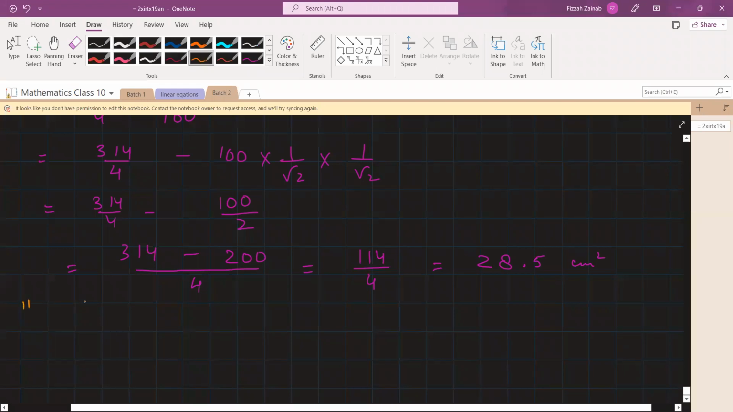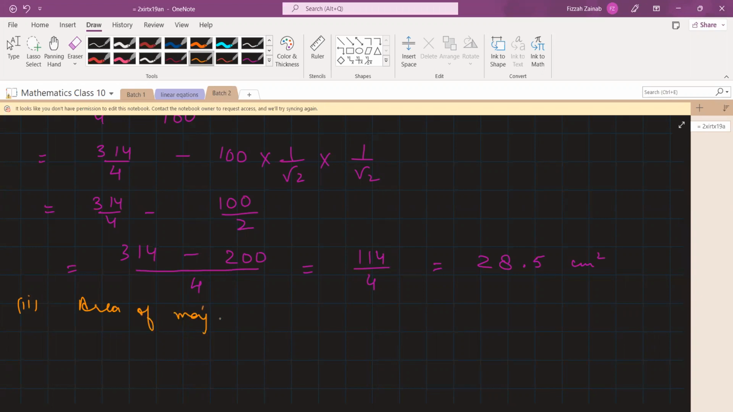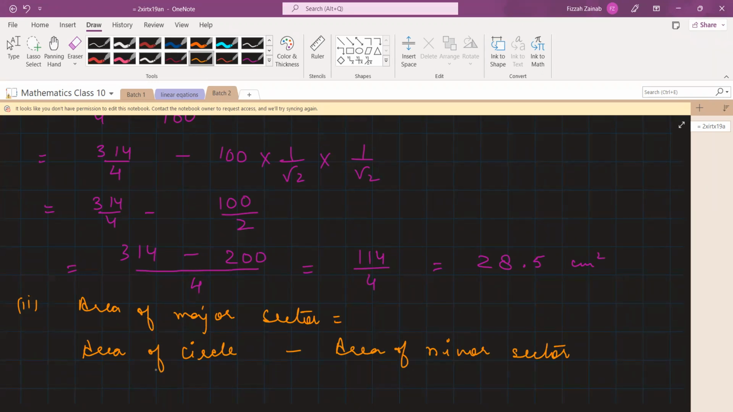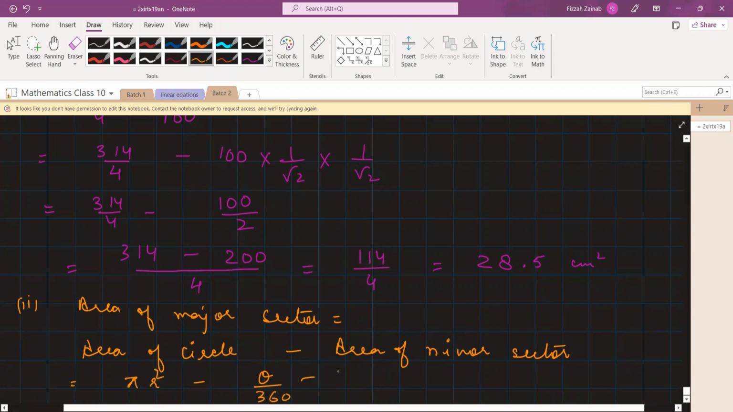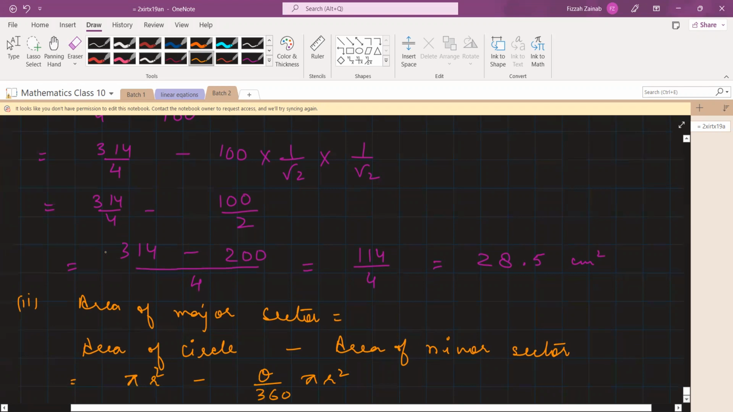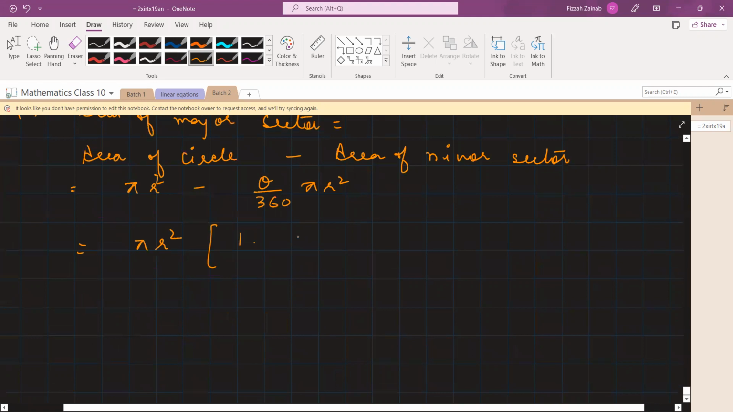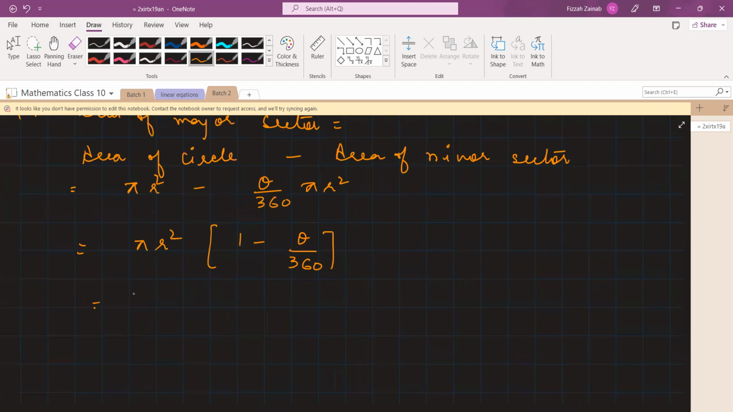The second part will be area of major sector is nothing but area of circle minus area of minor sector. So area of circle, you know, pi r square, and minor sector formula, you know, theta by 360 into pi r square. So you can simplify like this, pi r square minus theta by 360 into pi r square, right? Before putting the value, just simplify the formula itself. So pi r square you can take common. So this is 1 minus theta by 360. So just put the theta here, pi r square, and then 1 minus theta is 90 here, right? So 90 by 360 is again 1 by 4, right? So this is 4 minus 1, which is 3. So this is 3 pi r square.